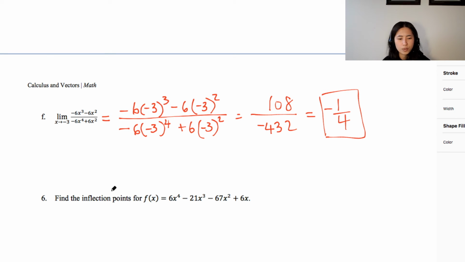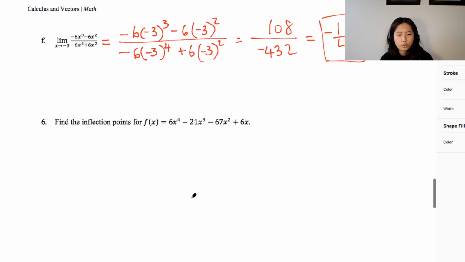For the next question, we need to find the inflection points for f of x, which is equal to this polynomial. First of all, what are inflection points? Based on advanced functions, we know what inflection points are. But when we're talking about calculus, we're looking for the second derivative and the critical value when the second derivative is equal to 0. So that's what inflection points are in terms of calculus. So this is what we're going to do: let's find the first derivative and then the second derivative.